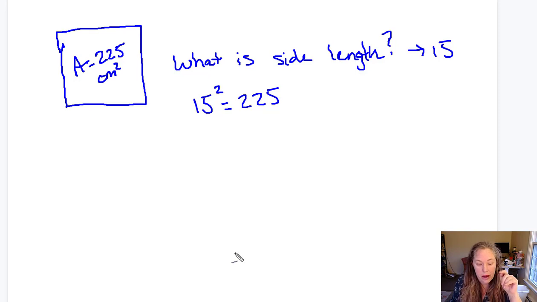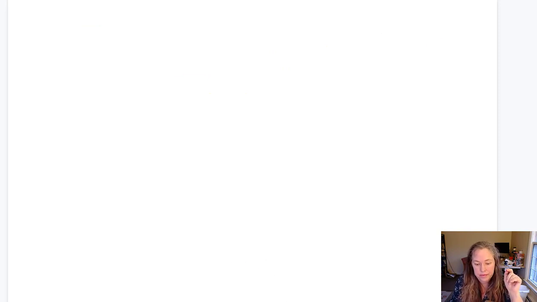Okay, so we are now going to do notes. Square root.